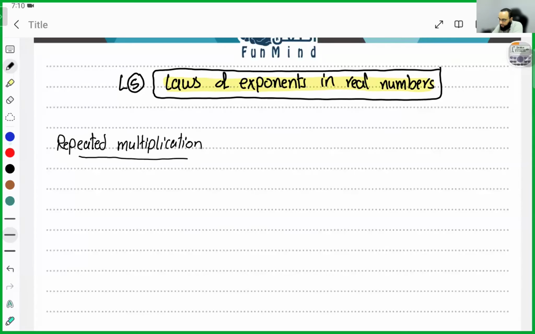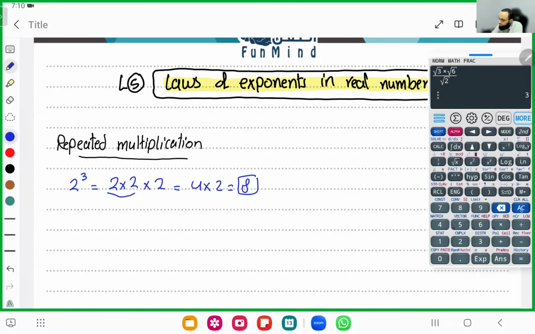Firstly, if we have something like 2 power of 3, we can write it as 2 times 2 times 2. This is called repeated multiplication. 2 times 2 equals 4, and then 4 times 2 equals 8. And we can do it with the calculator: 2 power 3 equals 8.